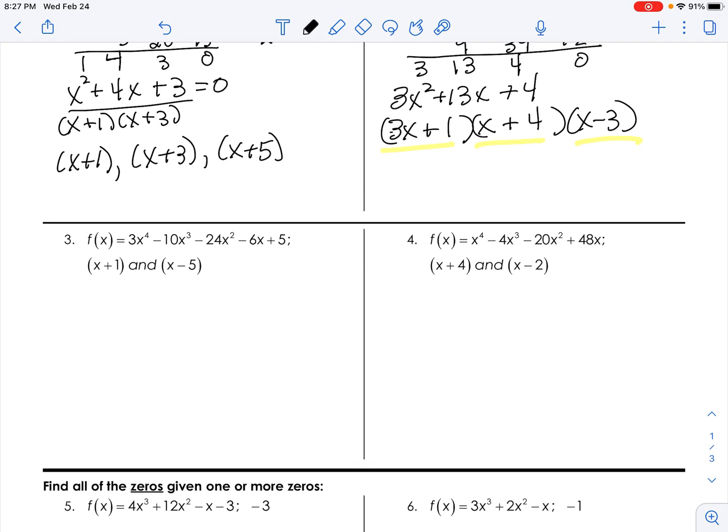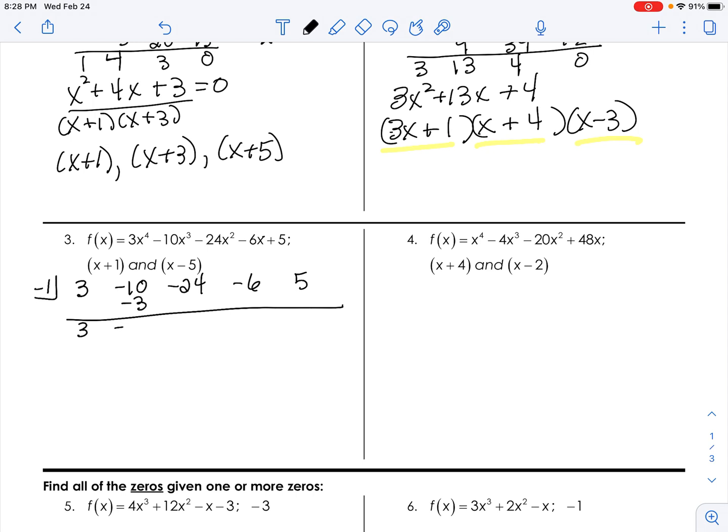Number 3. Now our polynomial has a degree of 4. This means that we will do synthetic division twice. It's your choice for what you want to put in the house first. If x plus 1 is the factor, then the 0 is negative 1. So 3, negative 10, negative 24, negative 6, and 5. So 4, 3, 2, 1. We've got all of the coefficients there.